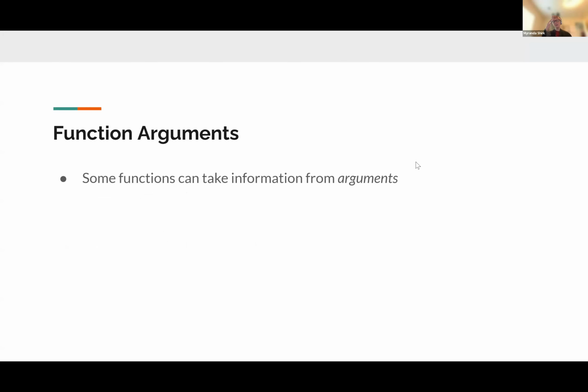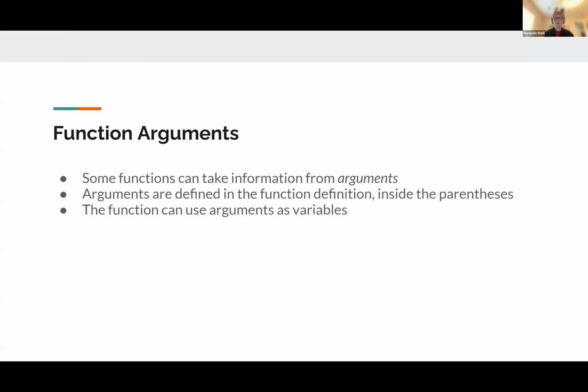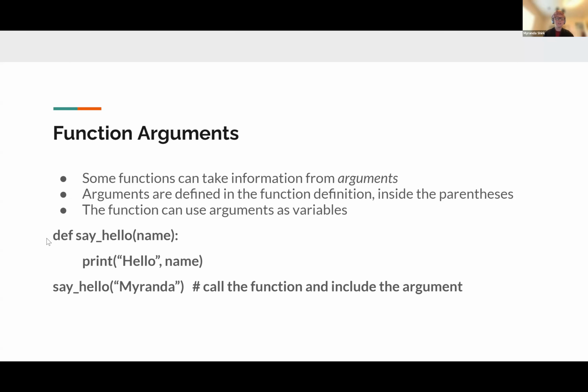So arguments. When we talk about those open and closing parentheses, that's where we can put what are called arguments. These are defined in the function definition. So you choose arguments, you put them inside the parentheses, and then the function can use those arguments as variables. So what this will look like is if we wanted a function called say hello, and we want it to have a variable within it called name that we can change every time we call the function. When you call this function, you're going to put that name in there.